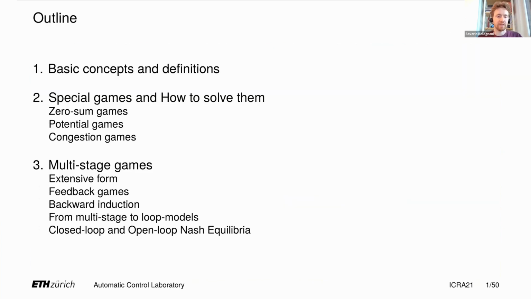There are 3 main sections of this tutorial part. The first one is really basic concepts and definitions. This is as basic as it can be when it comes to game theory. Then there is a second part, which is special games and how to solve them, either computationally or what structure can you use to solve these kinds of games. Here we are going to look at 3 classes of games which are particularly relevant according to us. And these 2 parts together are going to be covered more or less in the first hour.